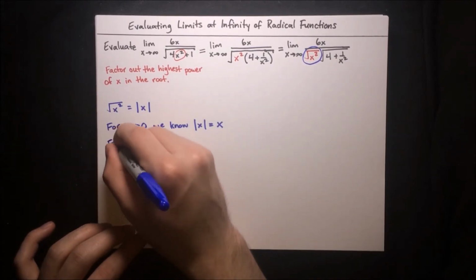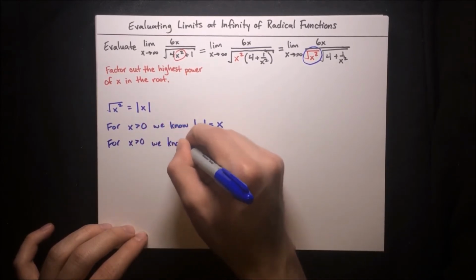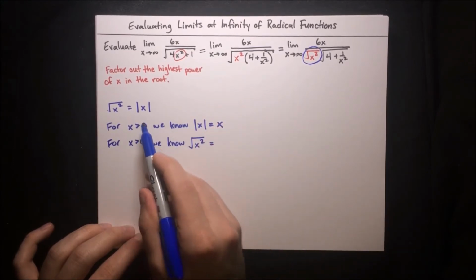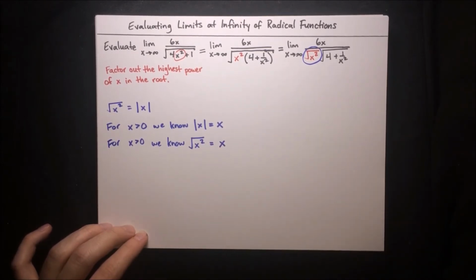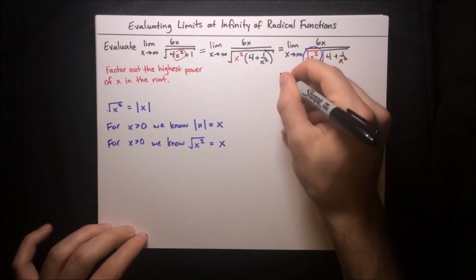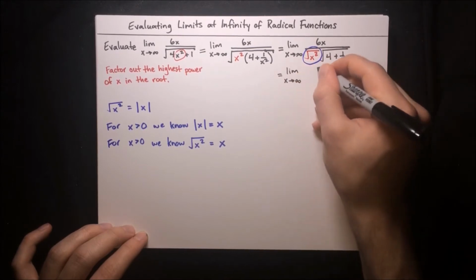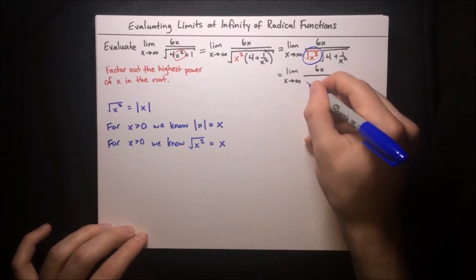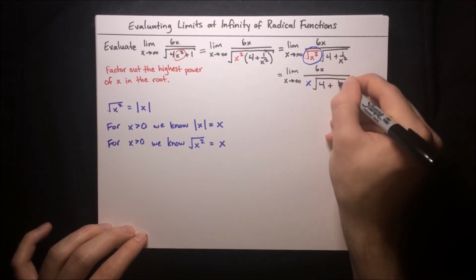So for positive x, absolute value of x is just equal to x. And that means that for x greater than 0, we know that the square root of x squared, since that's equal to the absolute value of x, and absolute value of x is just equal to x, this is just equal to x. So that means we can just replace this root x squared with x in our limit. Let's write that in. So now this is the limit as x approaches infinity of 6x over root of x squared is just x. And then we have the rest of that root, 4 plus 1 over x squared in the denominator.